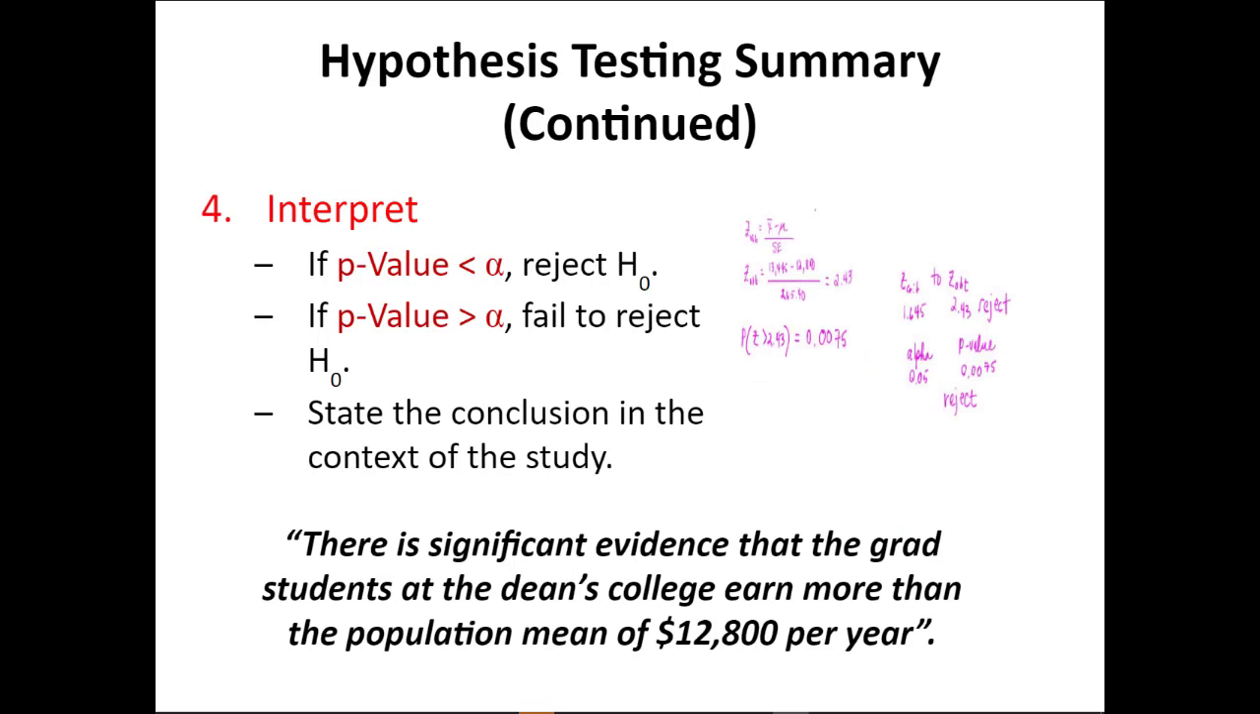In the final step, we are supposed to interpret the outcome in context. So we found that the p-value was less than our alpha, and we will reject the null hypothesis of no difference. In order to state the conclusion in the context of the study, we would say that there is significant evidence that the grad students at the Dean's College earn more than the population mean of $12,800 per year.